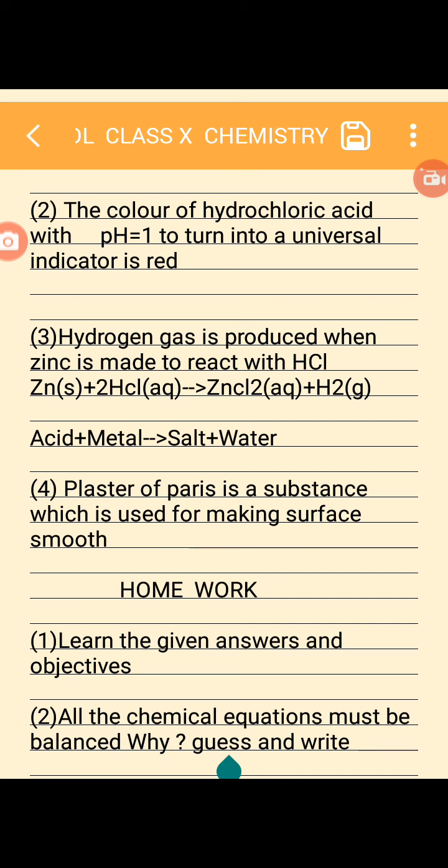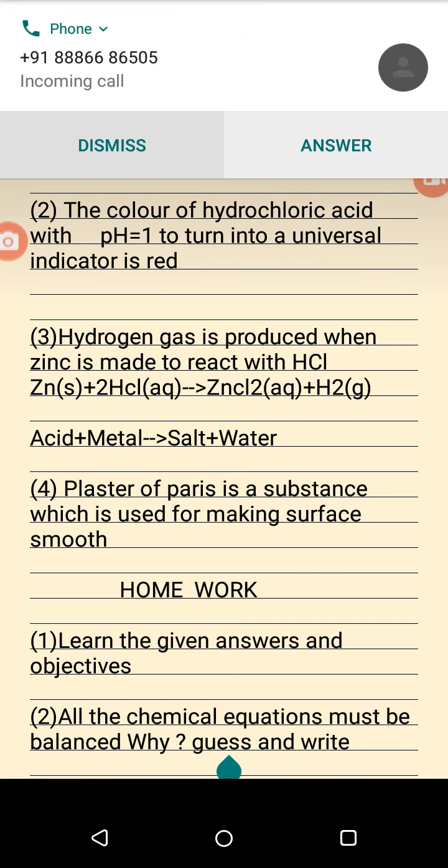Move on to the fourth and last objective of the class: dash is a substance which is used for making surfaces smooth. Already you know that, students, we have learned it many times, plaster of Paris is a substance which is used for making surfaces smooth. With this, all the questions along with the objectives are completed.